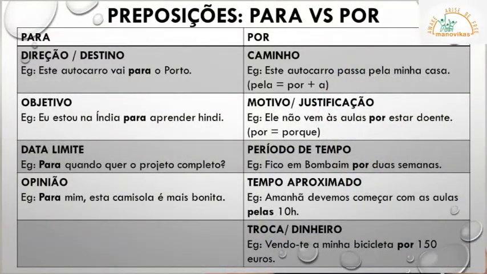Alright. Now moving on to the grammar section. We're talking about prepositions. There are 2 prepositions here, which are para and por, which we normally get confused with.